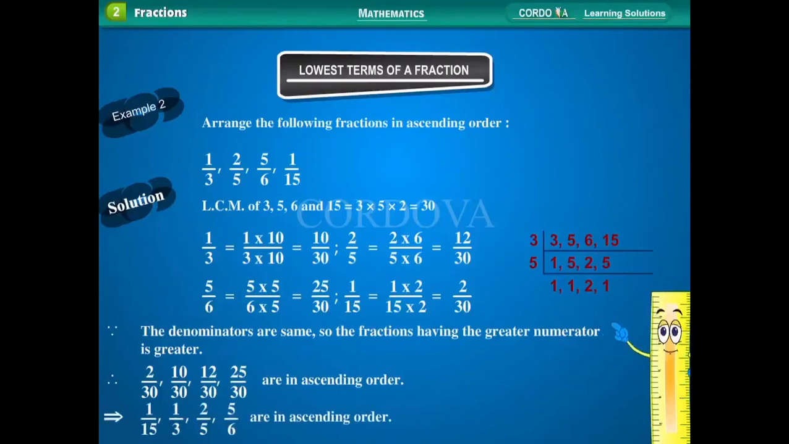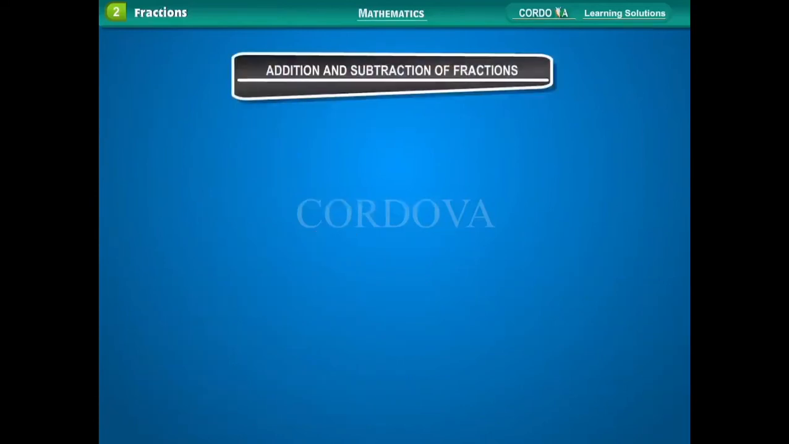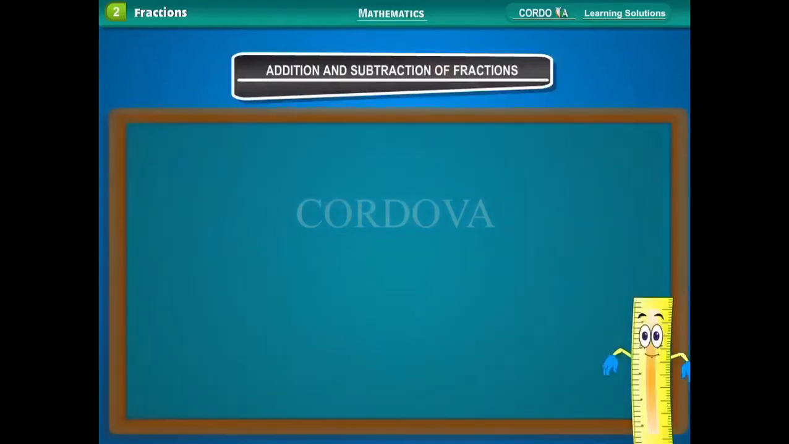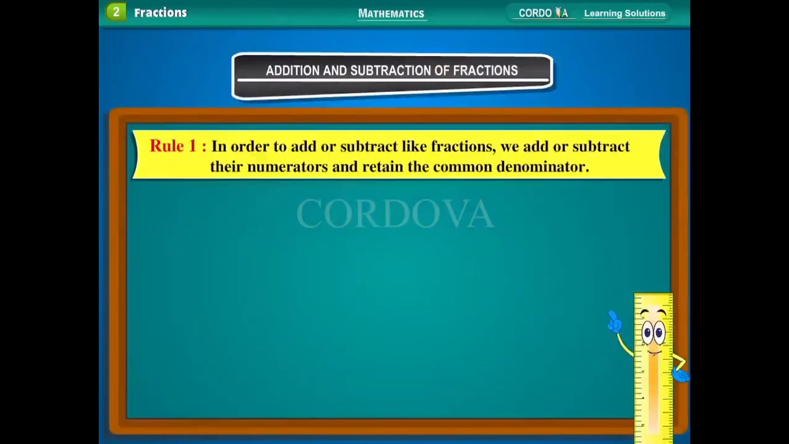This implies 1/15, 1/3, 2/5, 5/6 are in ascending order. Addition and subtraction of fractions. Rule 1. In order to add or subtract like fractions, we add or subtract their numerators and retain the common denominator. Example 1. Simplify 8/15 plus 7/15, 9/10 plus 6/10.